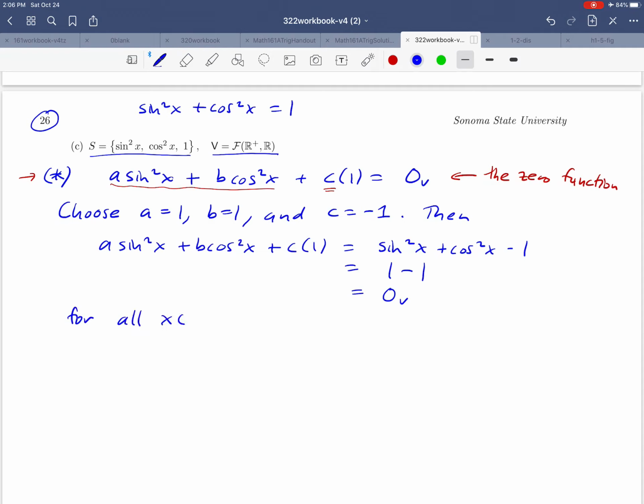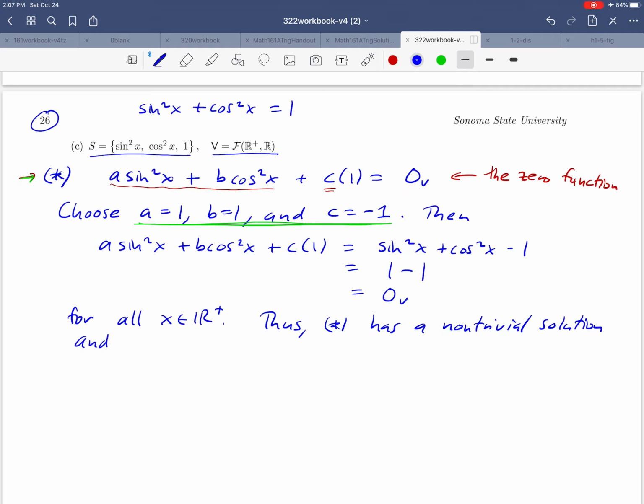Okay, so what did we just show here? Well, we showed that equation star up here has a non-trivial solution right there. Okay, we chose an a, b, and a c, and not all of the a, b, and c are 0. Okay, so putting this into words, star has a non-trivial solution. Okay, and S is therefore linearly dependent.